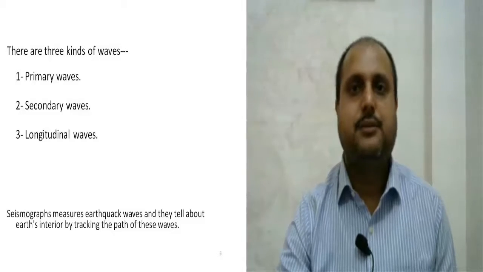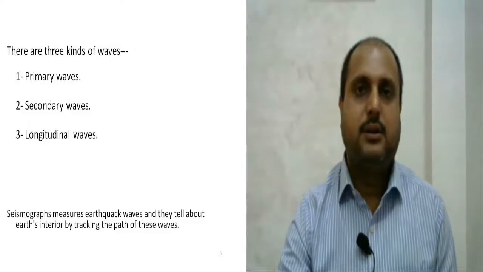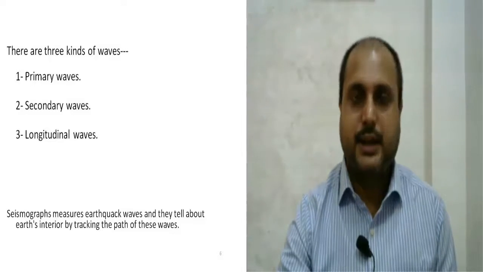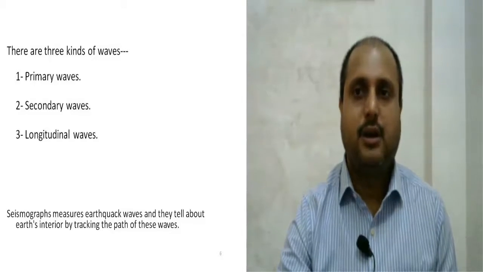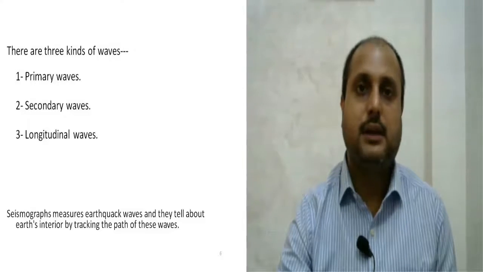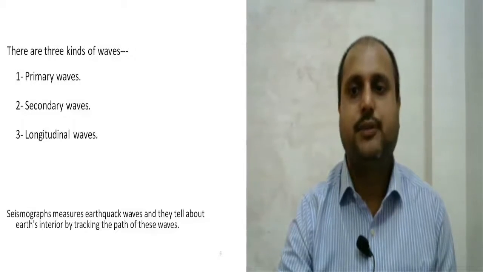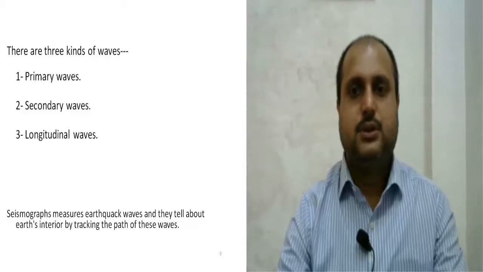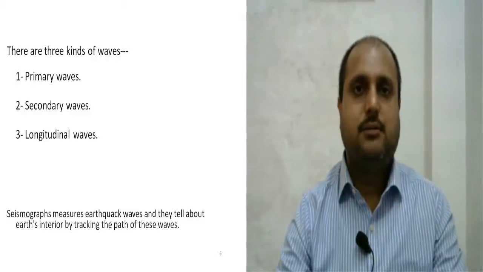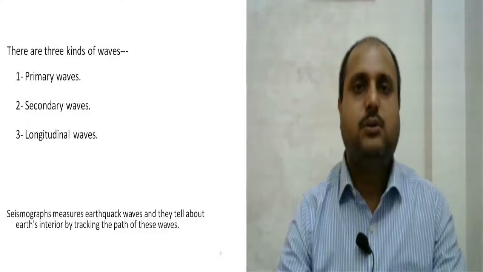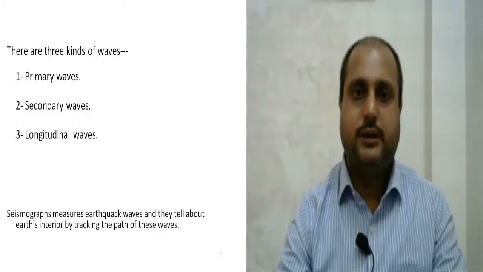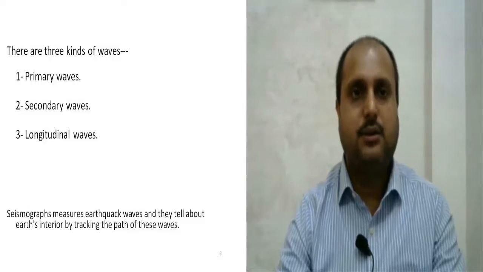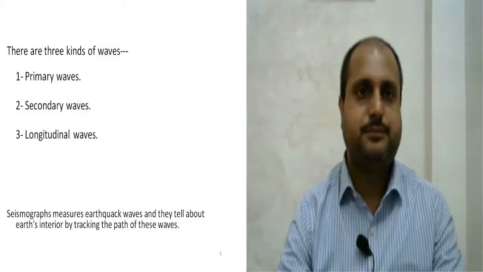The primary wave can travel both in liquid and in solid. The secondary wave can travel only in solid, and the longitudinal wave can travel on the surface of the Earth. So there are three main waves by which we know about the internal structure of the Earth: the primary, secondary and the longitudinal waves.